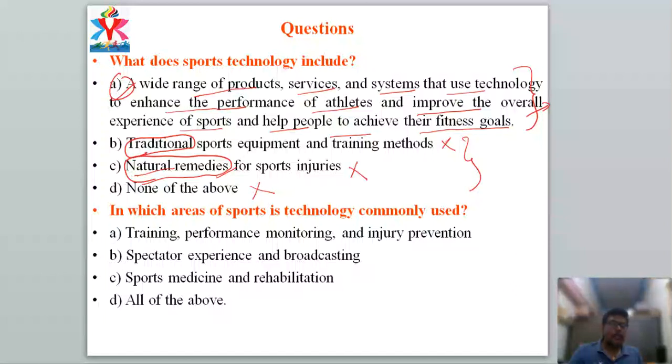Yes, according to the first question, a wide range of products, services, and systems use technology to enhance performance. This is also one area where you will learn about training, performance monitoring and injury prevention. These three points are very important to enhance performance. If your training is good, if you are monitoring regularly in a correct manner, and you are not prone to any kind of injury, then definitely your performance will be high, right? And B, the second point, this is also the right option.